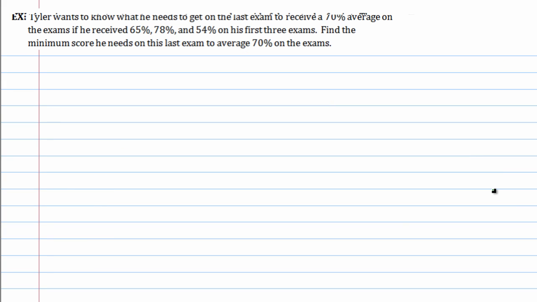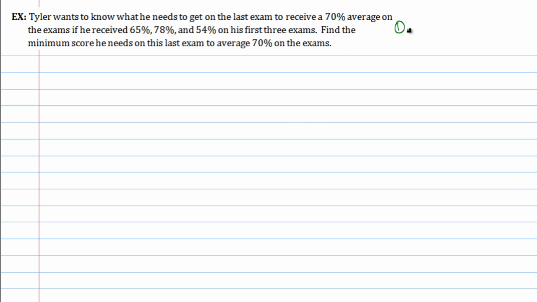We're approaching the last 2 examples. This one is just a fairly typical one, and actually in a previous lecture I approached this style of problem. You have somebody that wants to know what he needs to get on the last exam to reach a 70% average on his total exams. His previous exams were 65%, 78%, 54%. Find the minimum score he needs on this last exam to average 70%.